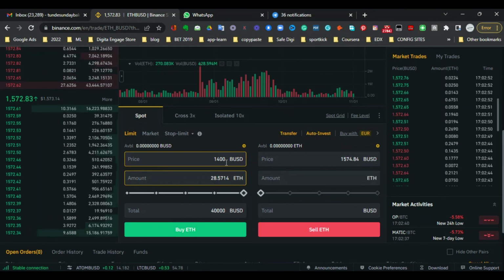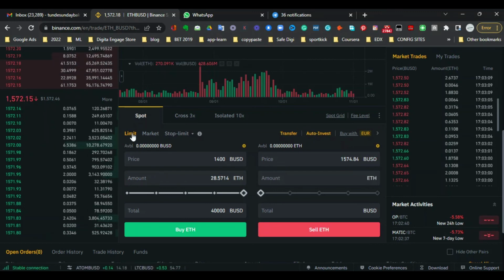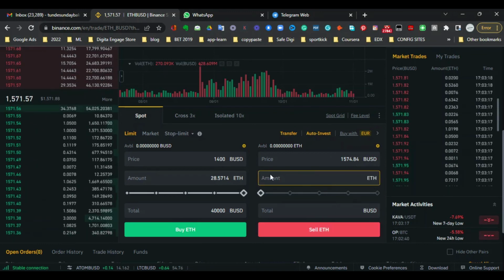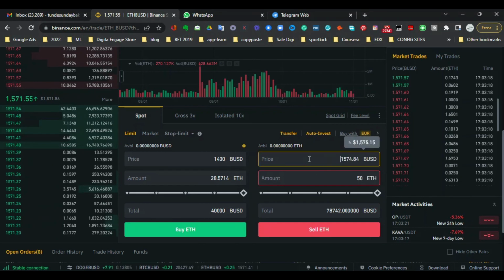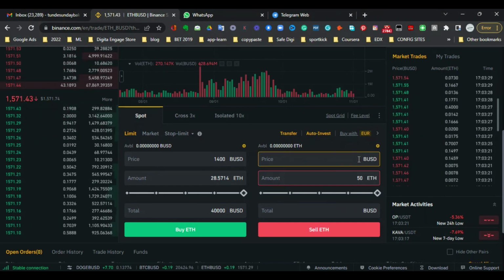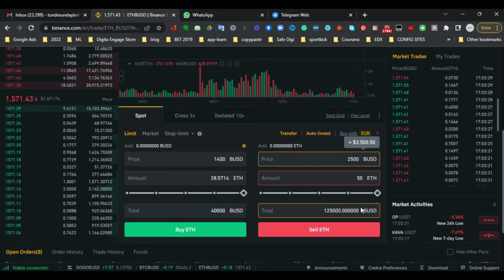Now let's move on to how to place a sell limit order. Make sure you're in the spot section, you are under limit order. Now we come to, okay, how many Ethereum am I selling? I'm selling 50 Ethereum. But I want to sell these 50 Ethereum when Ethereum gets to 2,500.